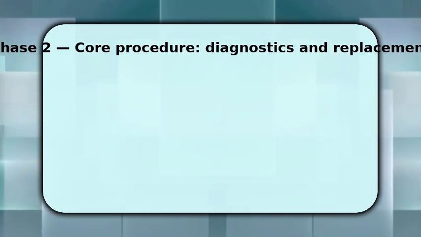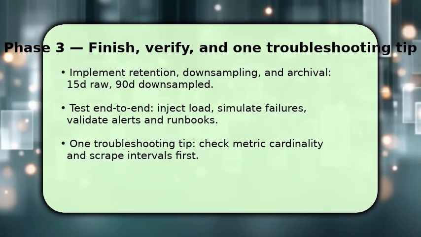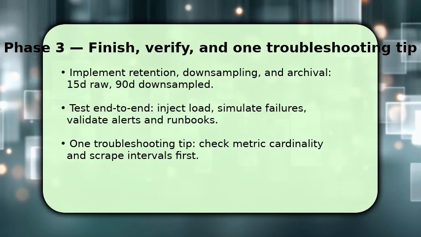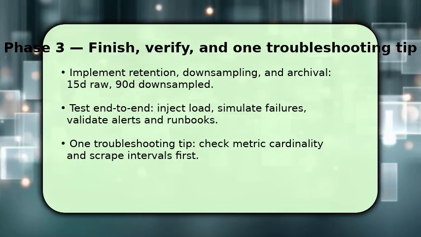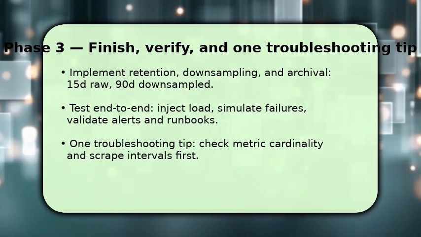Finish by hardening storage, retention, and runbooks. Decide retention like 15 days raw and 90 days downsampled to control costs yet preserve trends. Run end-to-end tests, inject load, kill services, verify alert routing and the runbook steps. This proves detection and response.